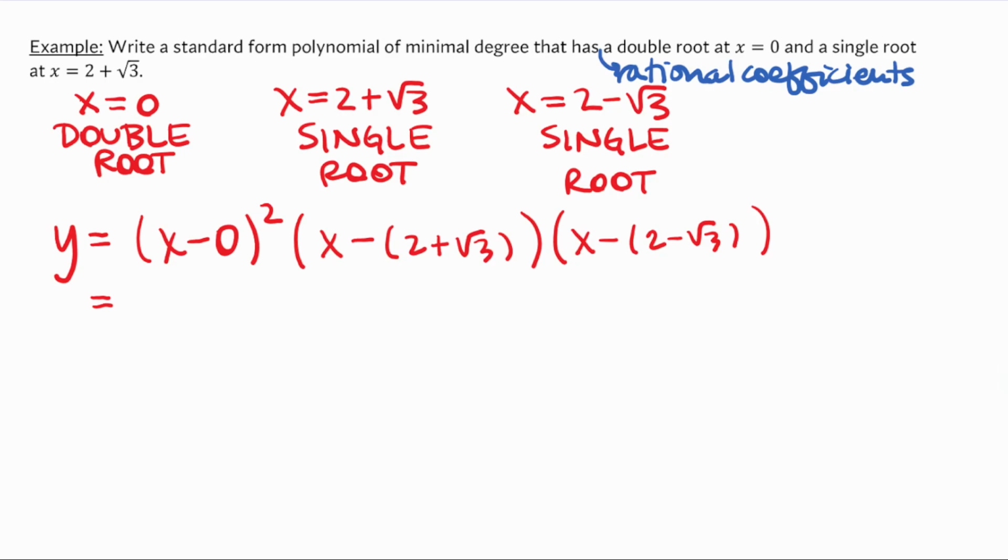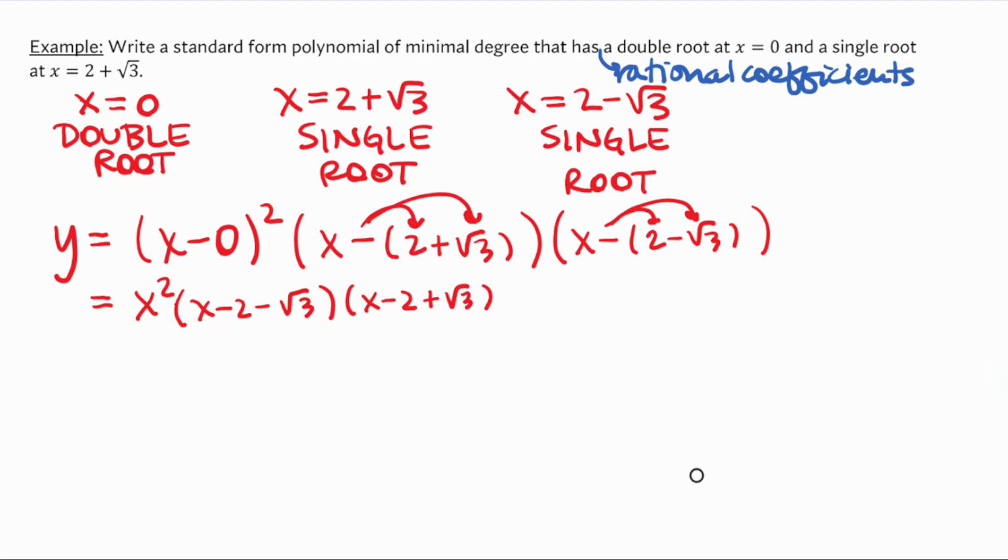So now we're going to need to do a bit of cleaning up on this. So x minus 0, we're just going to call that x, right? We don't have to carry that x minus 0 around. So we've got x squared. And then if I distribute the negative on this one and on this one, we'll have x minus 2 minus the square root of 3 multiplied by x minus 2 plus the square root of 3, when I subtract that negative square root of 3 on the far right. Okay, so I've got my factors, and I just need to multiply this all out, and I should get myself a standard form polynomial of minimal degree that has rational coefficients.